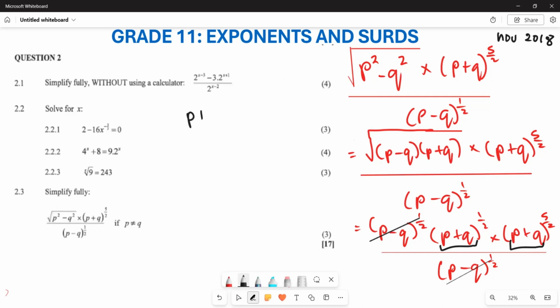So this is the same as (p plus q) close bracket, 1 over 2 plus 5 over 2. How to get it? Because when multiplying powers of the same base, you add the exponents. Now, as soon as you add that, the answer you get is 6 over 2, which is the same as (p plus q) cubed. So basically this is going to be the answer that you find.